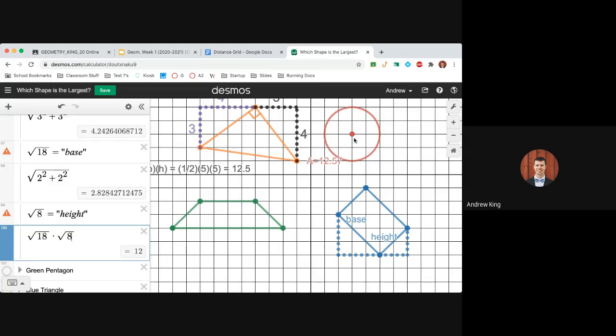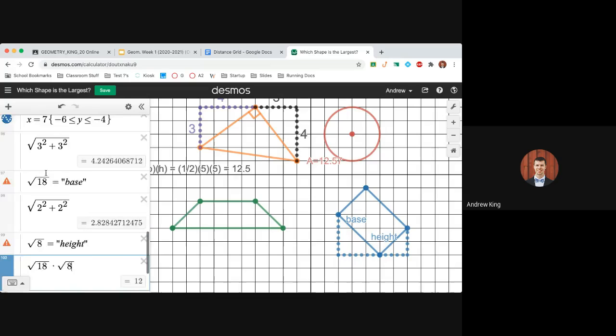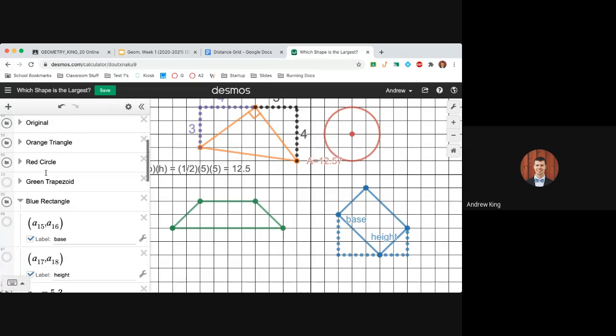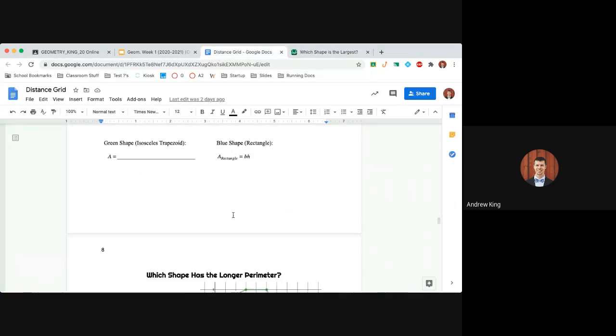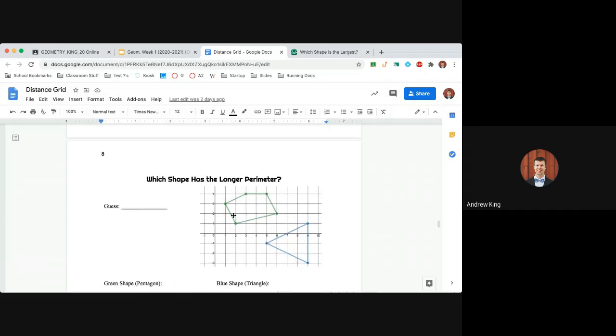So the circle was the biggest, cool for the circle, but the point of this was simply to practice using the distance formula to get some lengths and then using them for area calculations. Okay, that's the deal there. Let me turn all of these off, and we will move on to the next page in your grid, page 8. And now we're going to talk about perimeter.